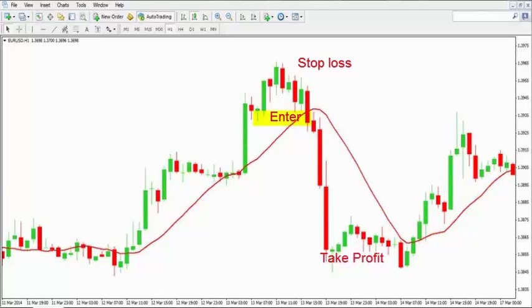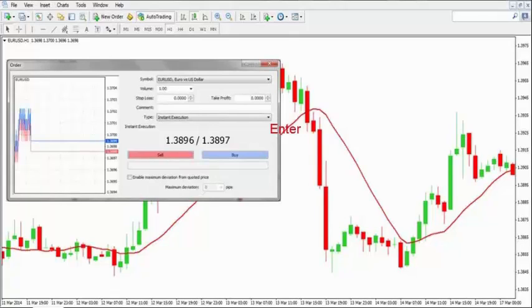Here we have a candle that closed below the moving average line, and according to our trading rules, it allows us to enter a sell trade. Open the new order window and hit the sell button.